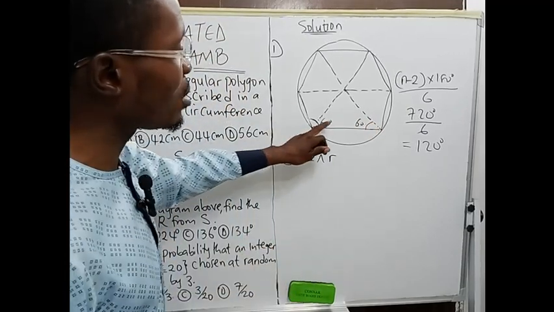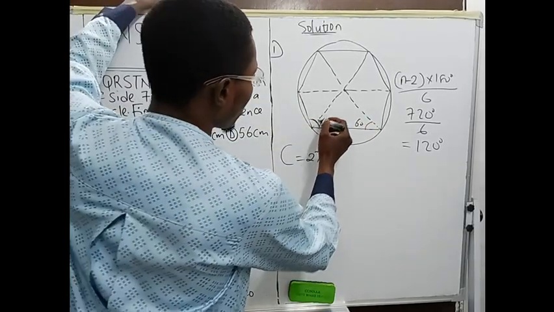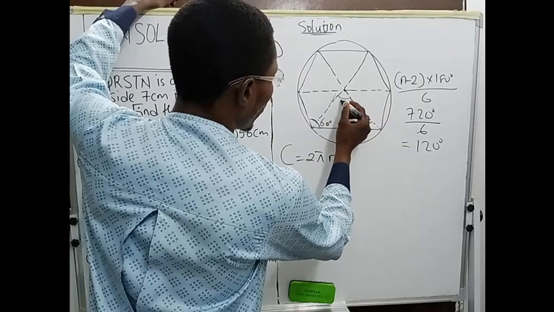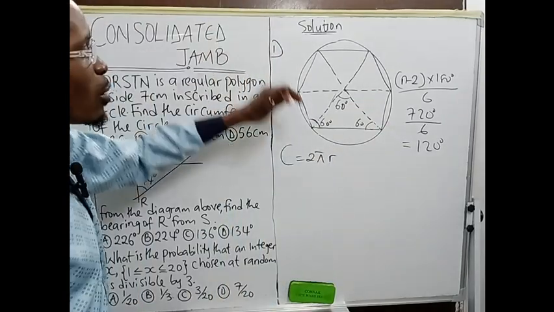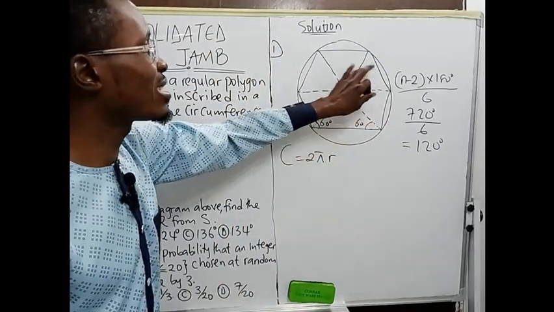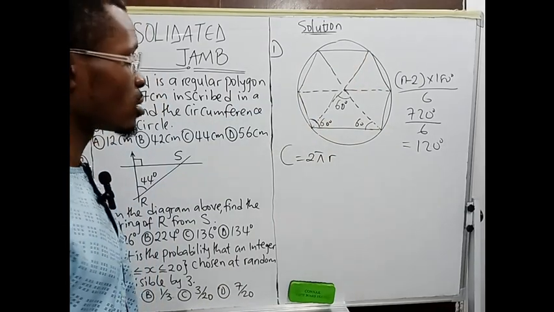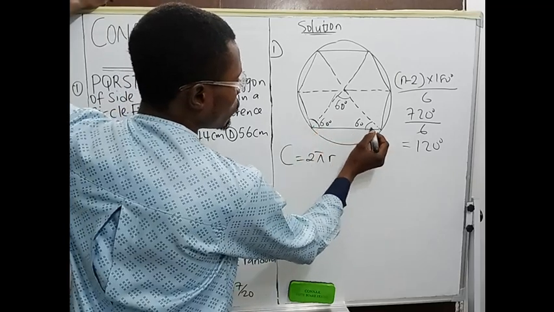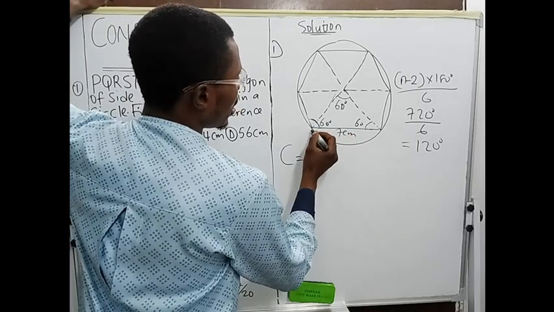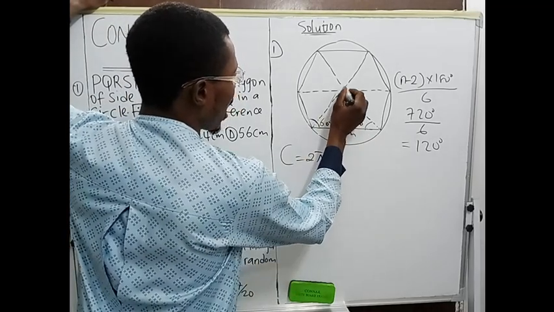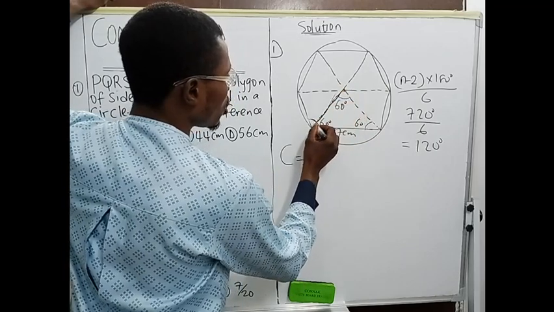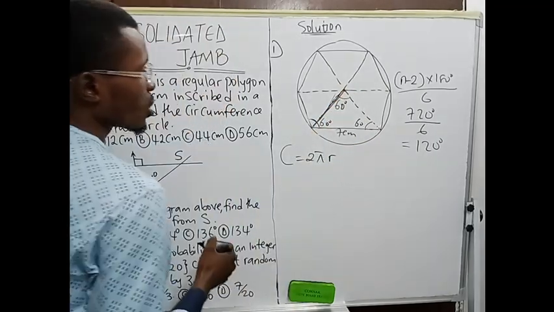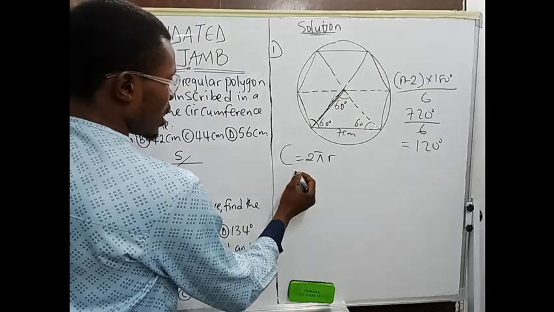And by virtue of the sum of interior angles in a triangle, if you take this triangle now, here too will be 60 degrees. Meaning that we have 6 equilateral triangles. Given this side to be 7 centimeters from the question, it means here to be 7 centimeters. And from here to here happens to be the radius of the circle. Hence our circumference will be what now?